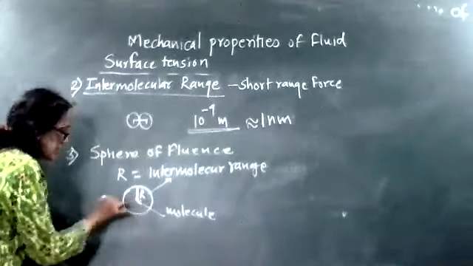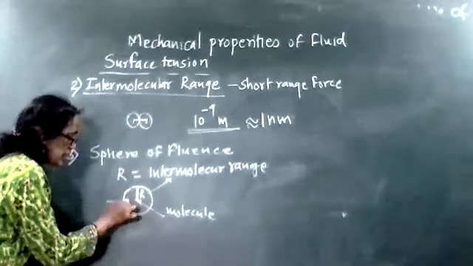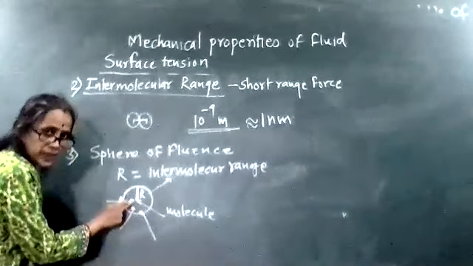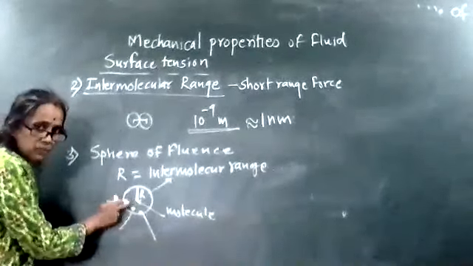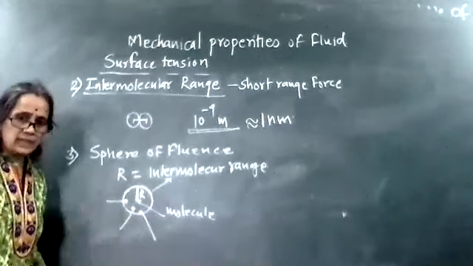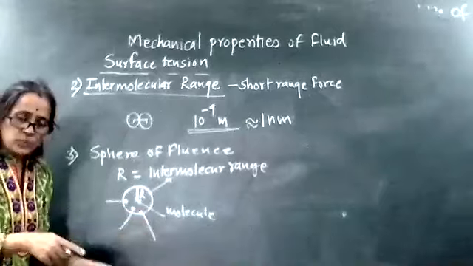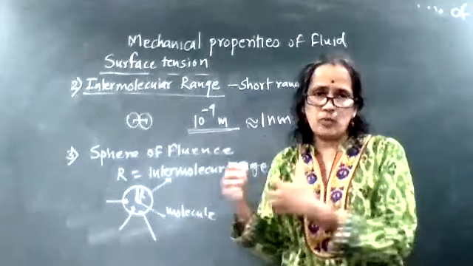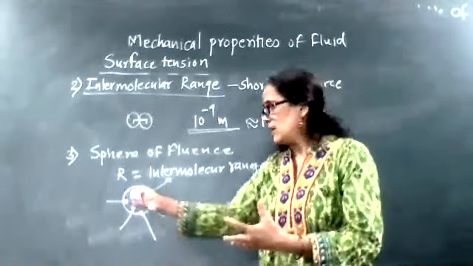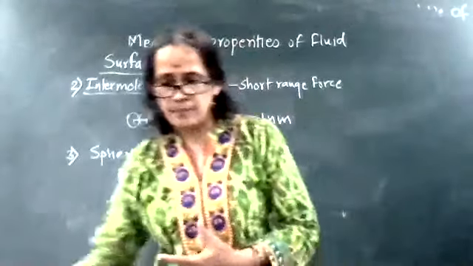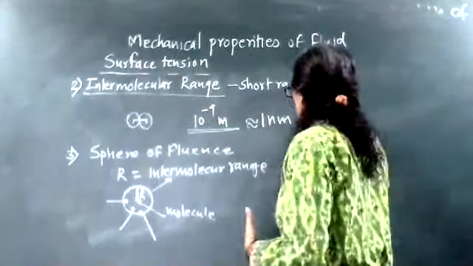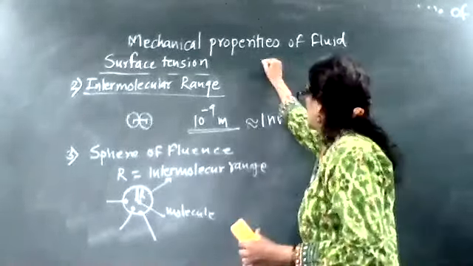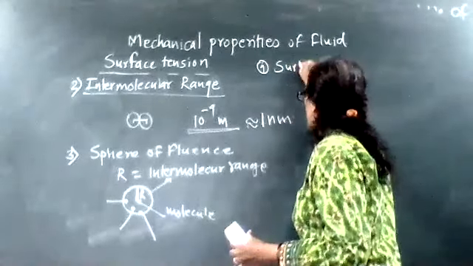What is the meaning of that? Under this sphere of influence, if another molecule comes from any side, then that molecule will be within the range. So that molecule will get attracted towards the center. So within the sphere of influence, if any molecule comes, then that molecule will get attracted towards the center. So that is nothing but your sphere of influence. Right? After the sphere of influence, the fourth term is to be called the surface film.